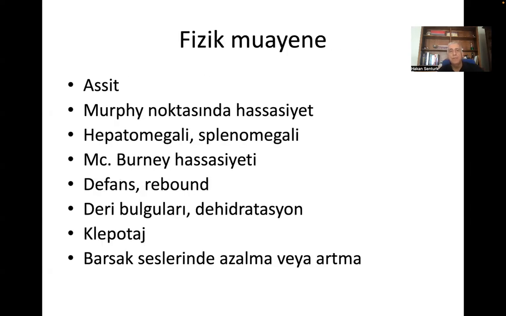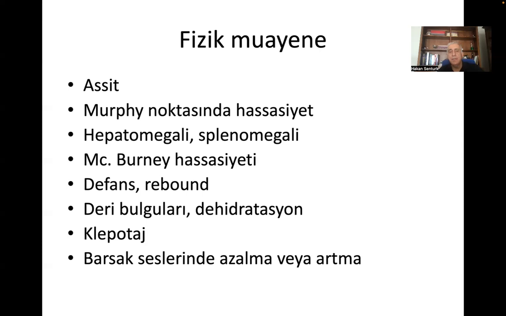In physical examination, we pay attention to whether ascites is present, which suggests peritonitis. The sensitivity at Murphy's point, which is a sign of cholecystitis, the presence of hepatomegaly and splenomegaly, which points towards liver disease, and McBurney sensitivity, which is a symptom of appendicitis.